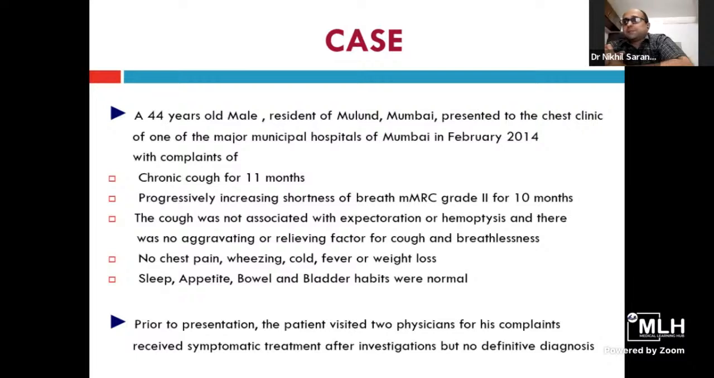So this is the case. A 44-year-old male, resident of Mulund, Mumbai, presented to a chest clinic of one of the major municipal hospitals of Mumbai in Feb 2014. His complaints were chronic cough for 11 months and progressively increasing shortness of breath for 10 months. Cough was not associated with expectoration or hemoptysis, and there was no aggravating or relieving factor for cough and breathlessness. There was no chest pain, wheezing, cold, fever, or weight loss, and sleep, appetite, bowel, and bladder habits were normal. Now, prior to presentation, the patient had visited two general physicians for his complaints. He had received symptomatic treatment for the cough and breathlessness, but no definitive diagnosis. And why a definitive diagnosis is important, I'll come to that also. Next.